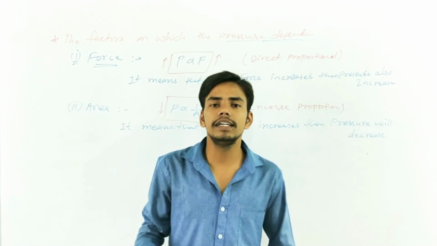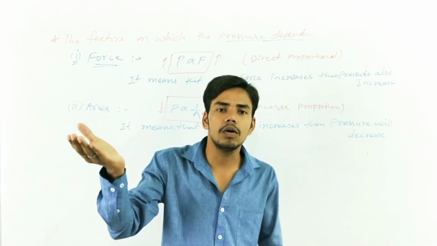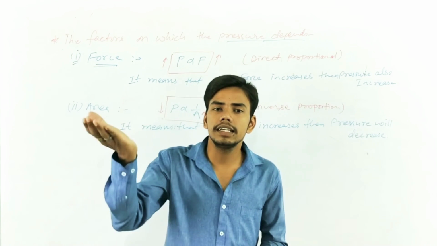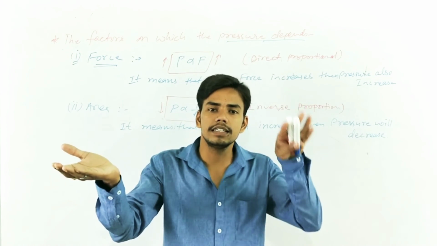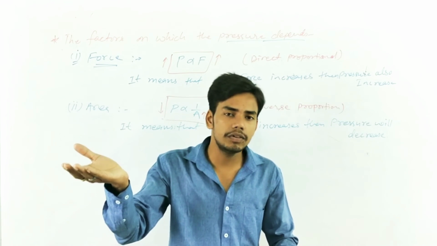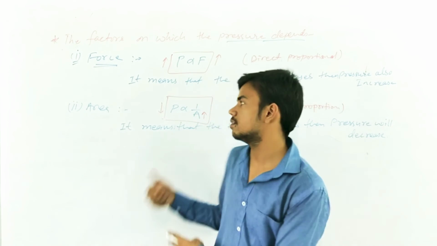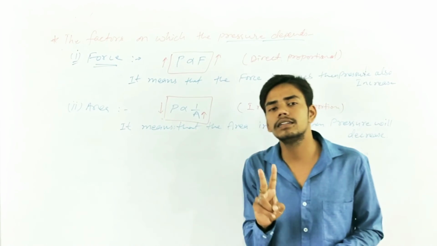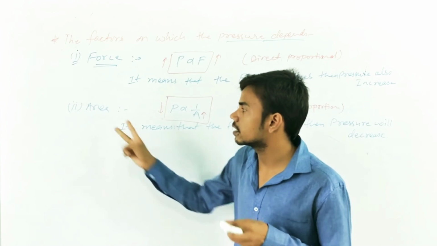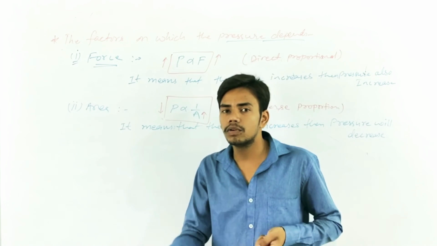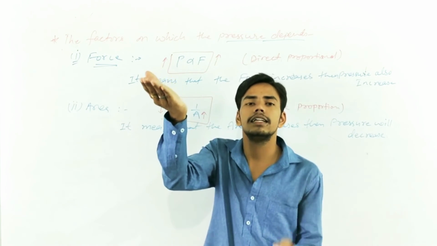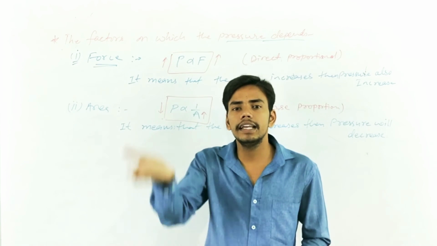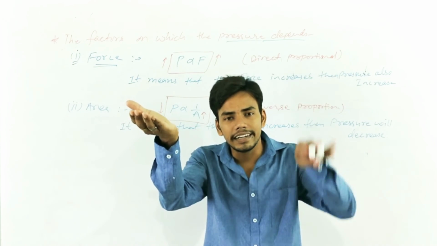If a quantity increases and the respective quantity also increases, then it is called direct proportion. And if a quantity increases and the respective quantity decreases, then it is called inverse proportion. Okay guys, I hope you now understand that pressure depends upon two factors. The first factor is force and the second factor is area. If the force increases, then the pressure also increases. But in the case of area, if the area increases, then pressure will decrease.